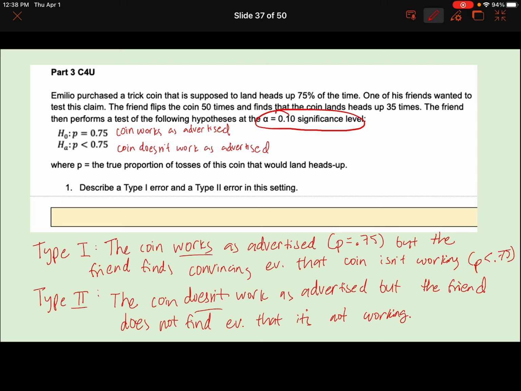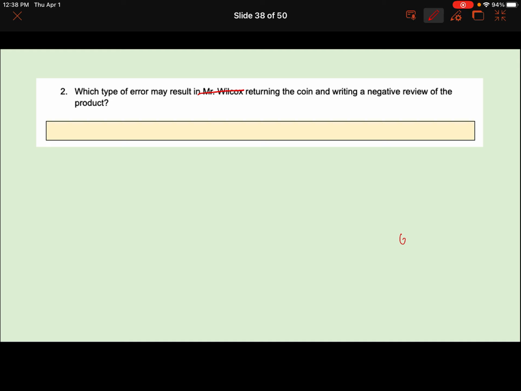All right, so next part here, which type of error might result in Emilio returning the coin and writing a negative review? So that would be, just catching my typos here, that would be a type 1 error. That would be if Emilio returns the coin, even though it actually does work.